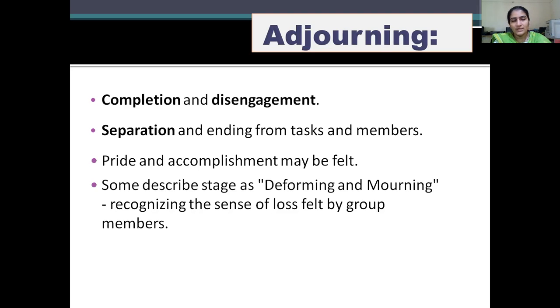So, in today's session, we have discussed what group development is and what the different stages in group development are. Thank you one and all.